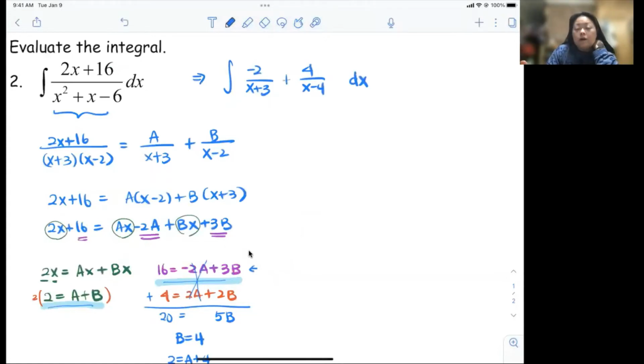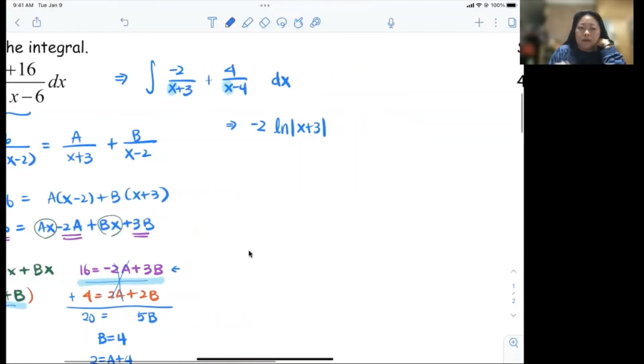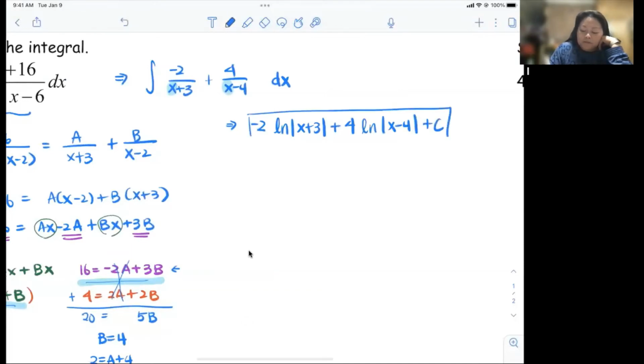This is now the easy part. We're now going to take the antiderivative. Remember, this is an x to the 1 power down here. So when you're taking the integral of x to the 1 power, it becomes natural log, whether you have a constant with it or not. The top is your coefficient. The coefficient stays. So when you take the antiderivative, it becomes negative 2 natural log of x plus 3. Make sure to put absolute value around it because you can't take natural log of negative numbers. And then 4 is your coefficient of the next term, natural log of x minus 2. And since it's just an indefinite integral, there's no interval here, plus c. And that's your final answer.